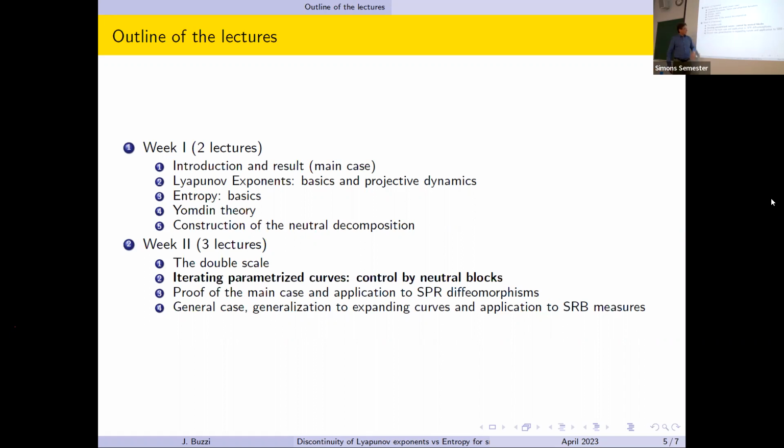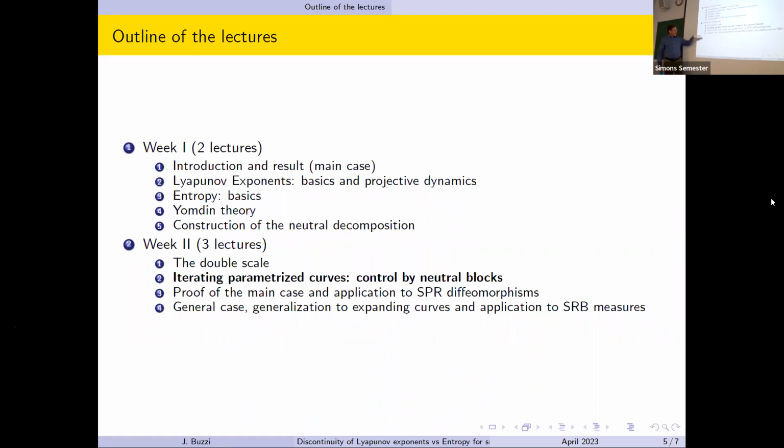Once we have this, it will be quite easy to explain how to deduce from that the main case of the theorem that I gave you a moment before. And I will not prove, but just tell you about the kind of properties that we can get once we have this convergence of the Lyapunov exponent. Okay, this strong and non-uniform hyperbolicity that we call strong positive recurrence, or SPR.